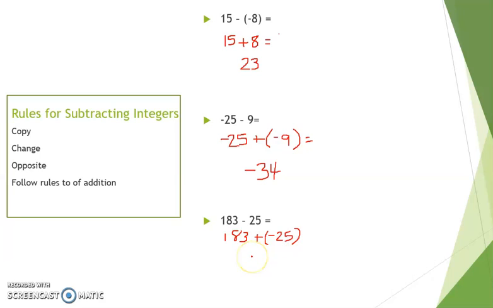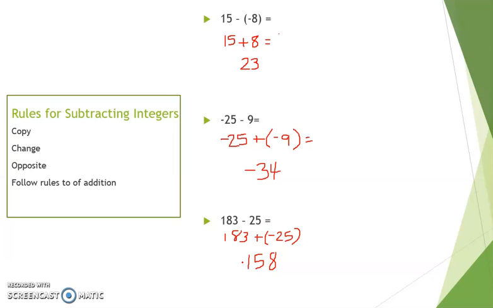Our rules of addition say that when our signs are different, we're going to subtract and take the sign of the largest absolute value. So here we have a positive 83 and we have a negative 25. So our signs are different, so we're going to subtract. 83 minus 25 gives us 58. And our largest absolute value is 83, which is a positive number. So our answer will be positive, so we're just going to leave it that way.